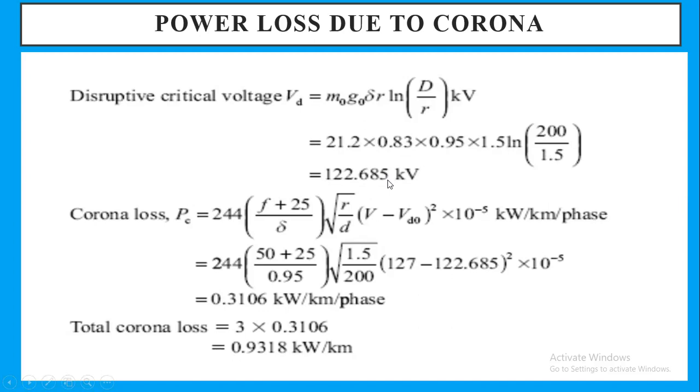122.685 kV. So this is the disruptive critical voltage, which we found by the formula Vd.